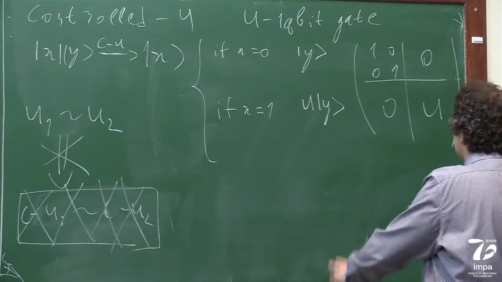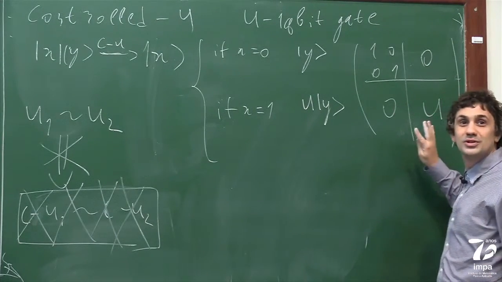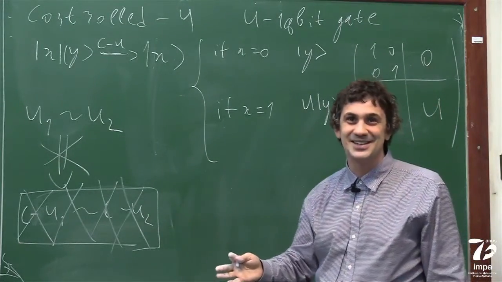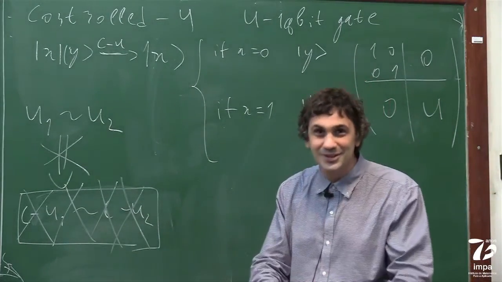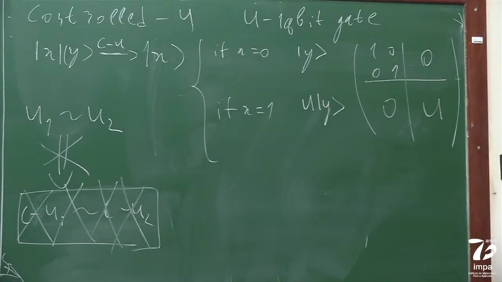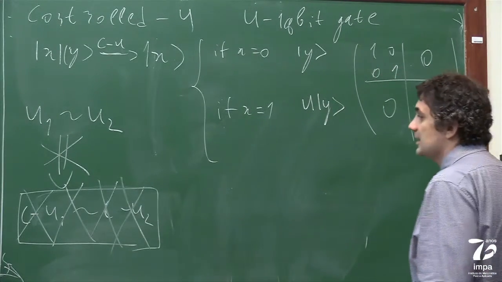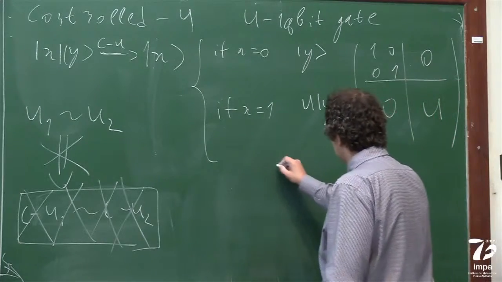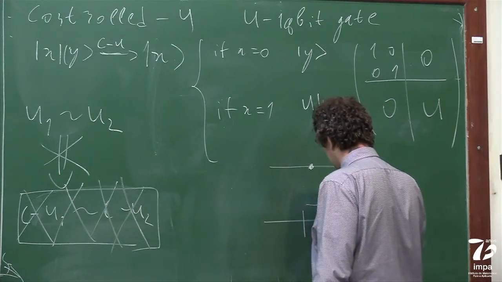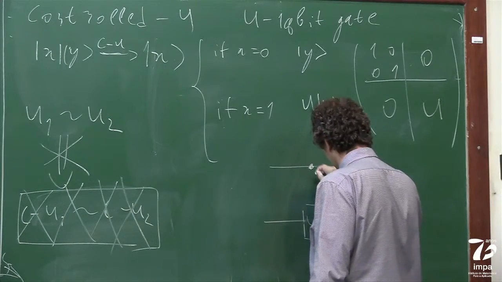And I would like to especially stress this because later there will be gates which are equivalent to identity. At the same time, the controlled version of this gate is not equivalent to identity, and I will use it a lot in my course. So how is it denoted? It's denoted like this.